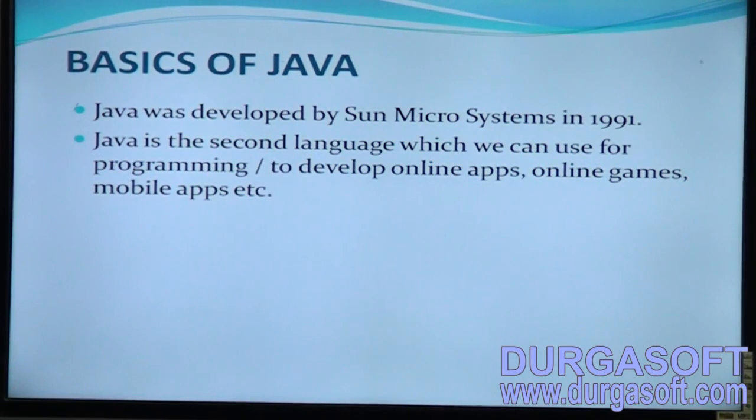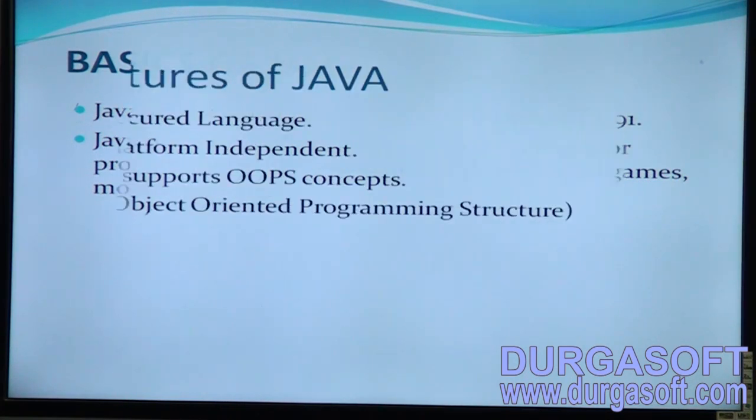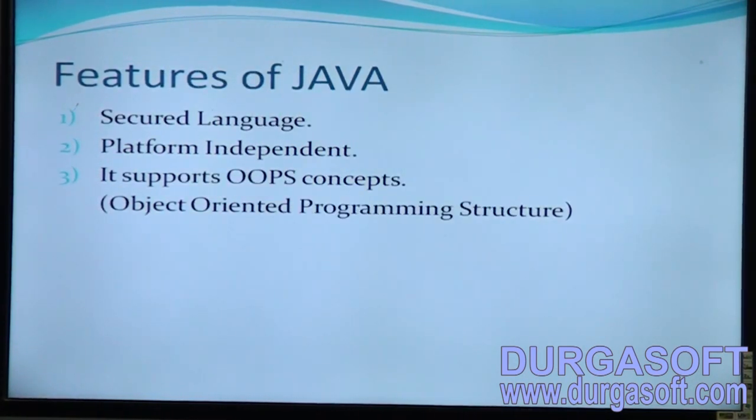Basics of Java. Java was developed by Sun Microsystems in the year 1991, and Java is the second language which we can use for programming or to develop online applications, online games, and mobile apps, etc. Okay, team? So this is the background of Java. Now let us see some of the features of Java.